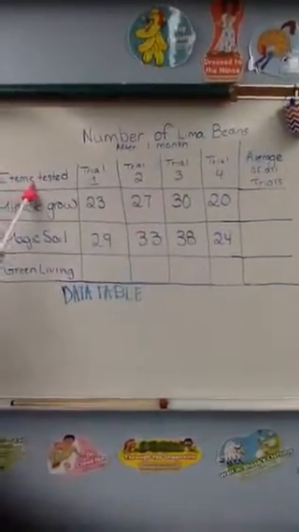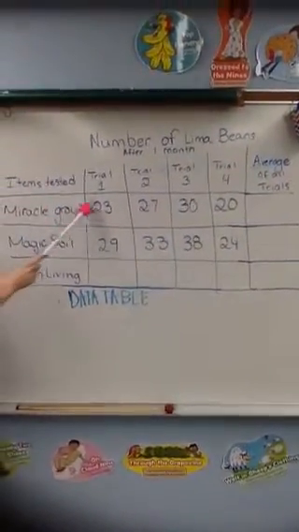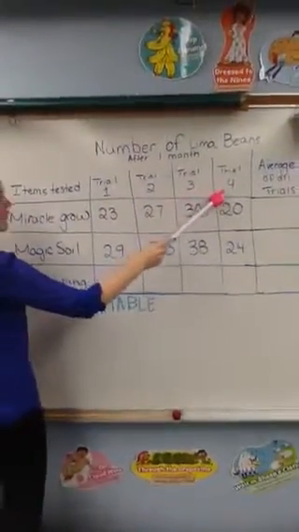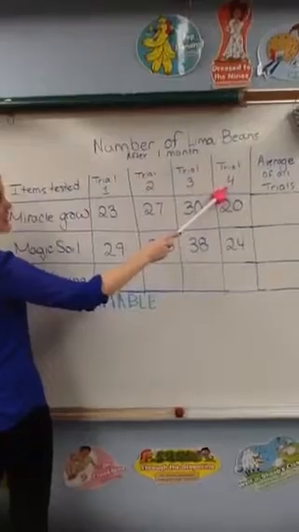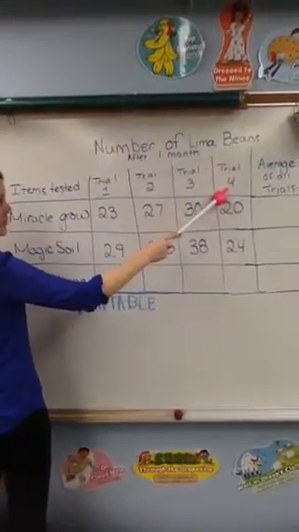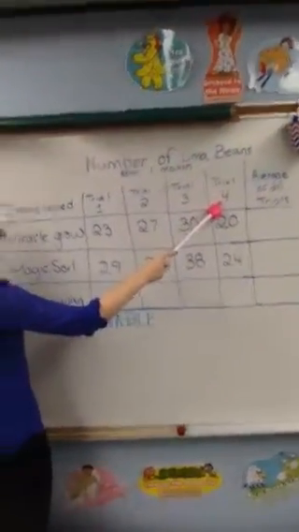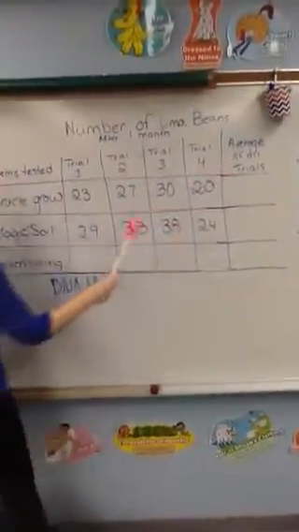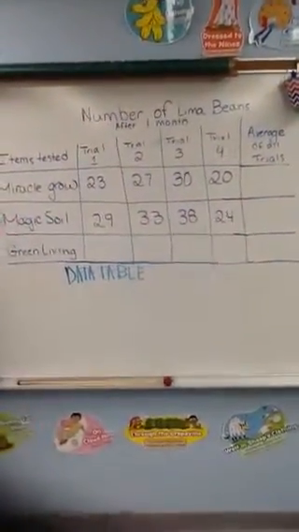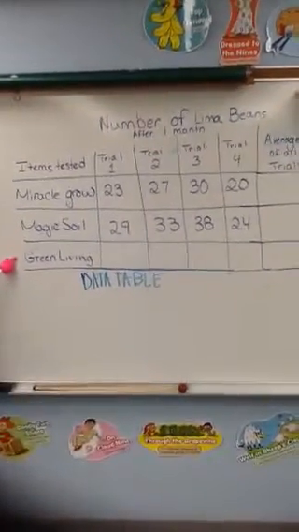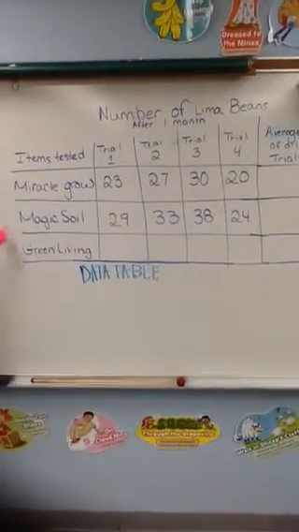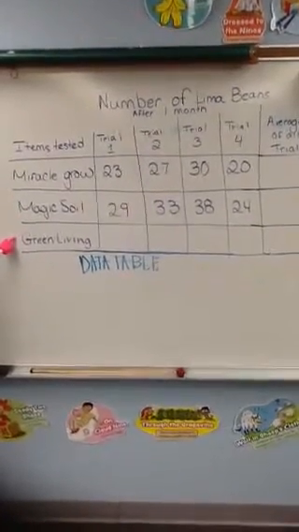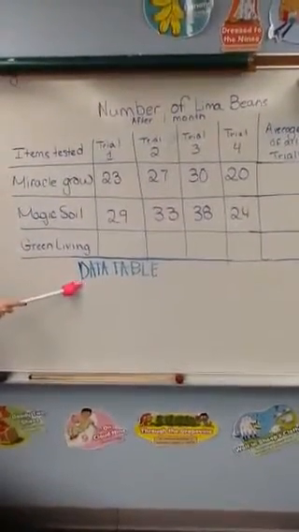We'll start with the items that are tested. Trial 1, Trial 2, Trial 3, and Trial 4. We would like to see at least 4 trials completed on your student's project. In this section, we'll be talking about the average number of trials. So you'll notice here that we have our 3 types of soil that we used. We have Miracle Grow, we have Magic Soil, and we have Green Living on our data table.